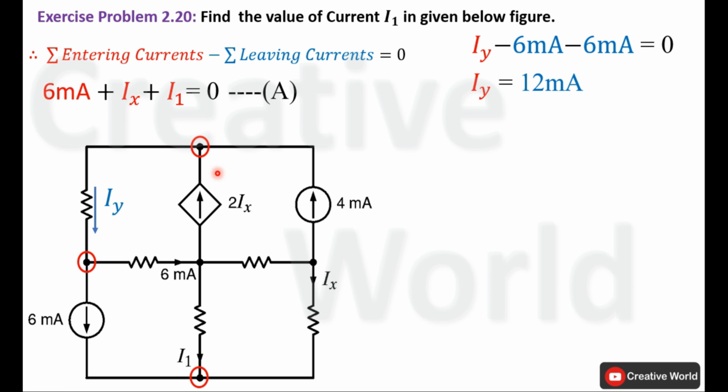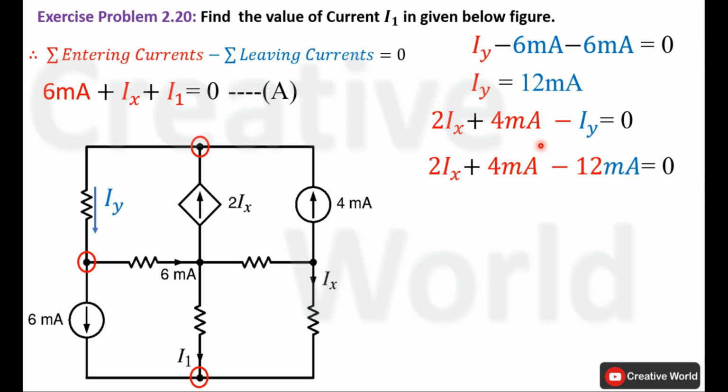On this node, two currents are entering, one is 2Ix and the other is 4 milliampere, and one current is leaving, that is Iy. So write Kirchhoff's current law equation for this particular node. 2Ix and 4 milliampere are entering currents while Iy is the leaving current. And we know the value of current Iy, that is 12 milliampere. So enter the value of Iy inside this equation. This equation will become 2Ix plus 4 milliampere minus 12 milliampere is equal to 0.